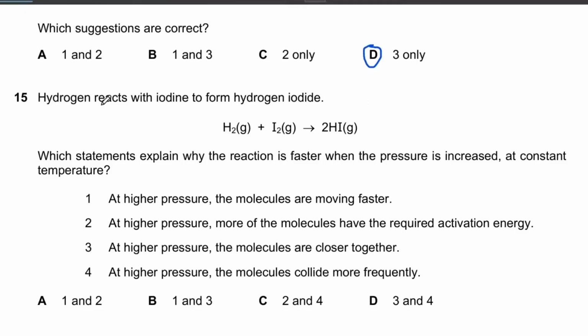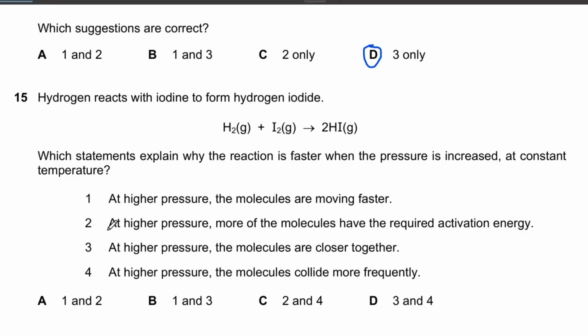Question 15. Hydrogen reacts with iodine to form hydrogen iodide. This is the equation of the reaction. Which statement explains why the reaction is faster when the pressure is increased at constant temperature? 1. At higher pressure, the molecules are moving faster. That is wrong. 2. At higher pressure, more of the molecules have the required activation energy.